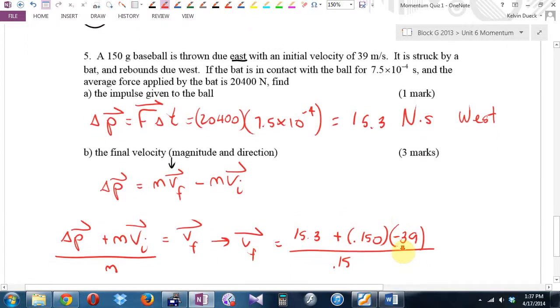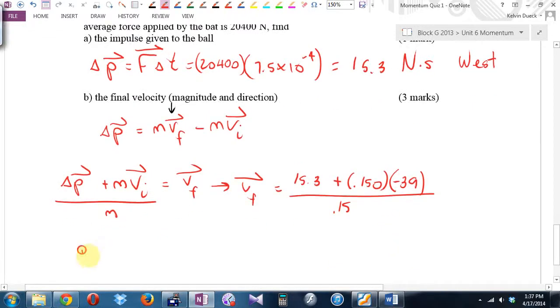Okay? In fact, what I really should have done before even starting is I should have said, I'm either going to let east be positive and west be negative, or west be positive and east be negative. This gave me the magnitude of the force. I'm not sure here. Let's find out. Let's crunch the numbers and interpret.